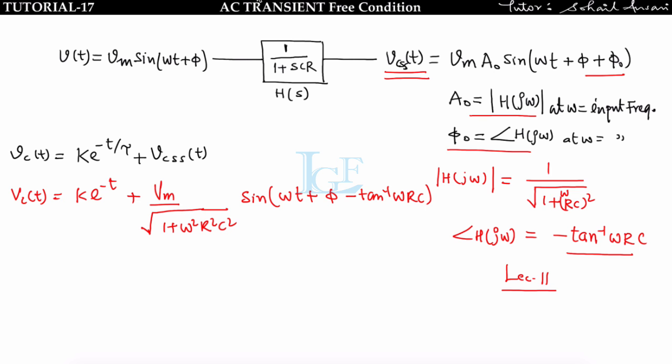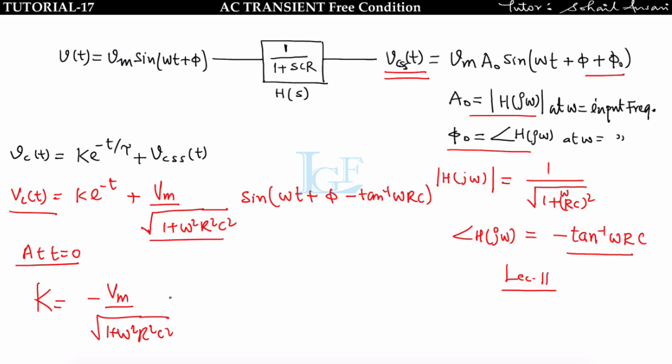So at t equal to 0, if I am closing the switch at t equal to 0, then I am considering that the voltage across the capacitor is 0. So at t equal to 0, Vc of t will be 0. If I put Vc of t equal to 0, then I will get k plus something. So finally I will get k equal to minus Vm upon under root 1 plus omega square R square C square, sin(omega t plus phi minus tan inverse omega RC).